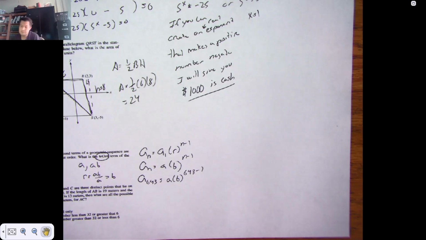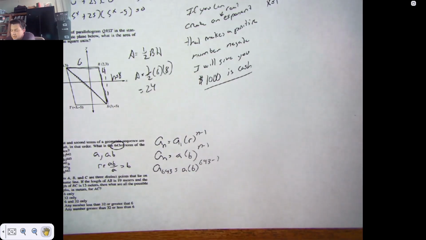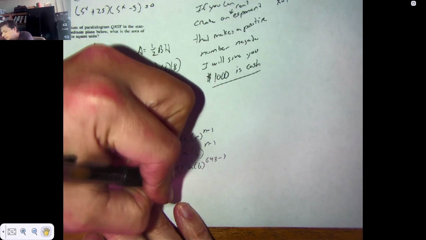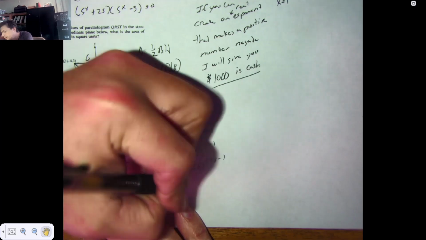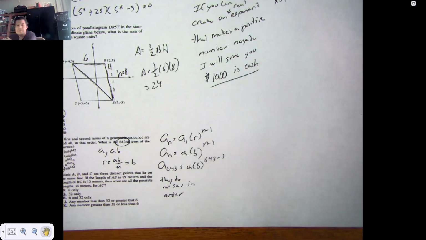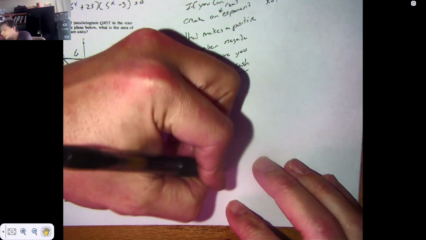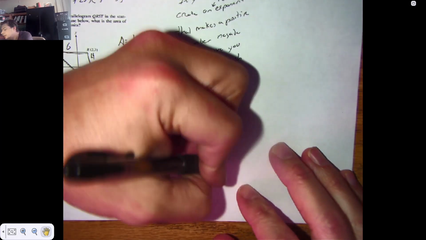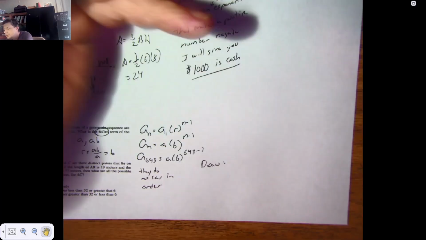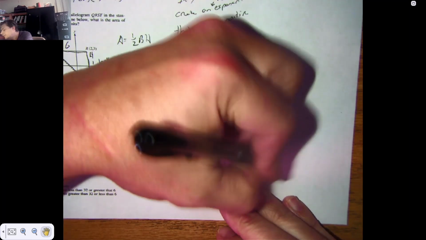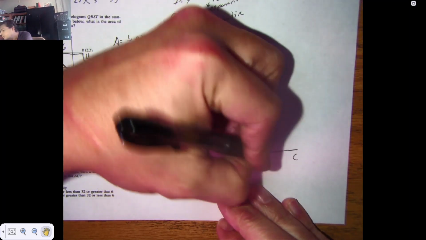Number 60, another ACT question. Points A, B, and C are 3 distinct points that lie on the same line. Notice they do not say in order. They don't say that they're in order. If the length of A to B is 19 meters and the length of B to C is 13 meters, what are all the possible lengths in meters for AC? So I'm going to draw, and you should too, or I'm not going to give you credit for it, possible ways of arranging A, B, and C. The obvious thing that you do first is you think about alphabetical order.